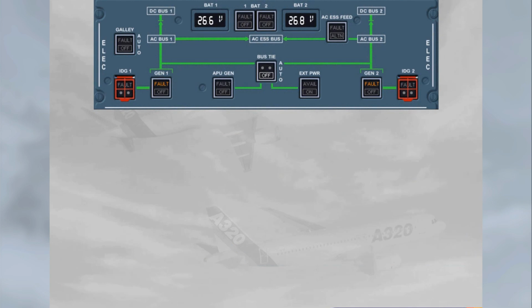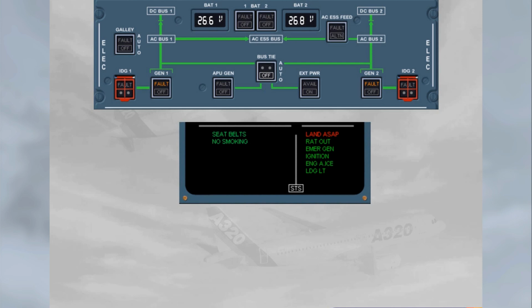All the ECAM actions have been completed. As soon as the last one is cleared, memo messages appear on the engine warning display. The green RAT out memo message confirms that the RAT is extended. The green Emer Gen memo message indicates that the emergency generator is running and supplying the system.